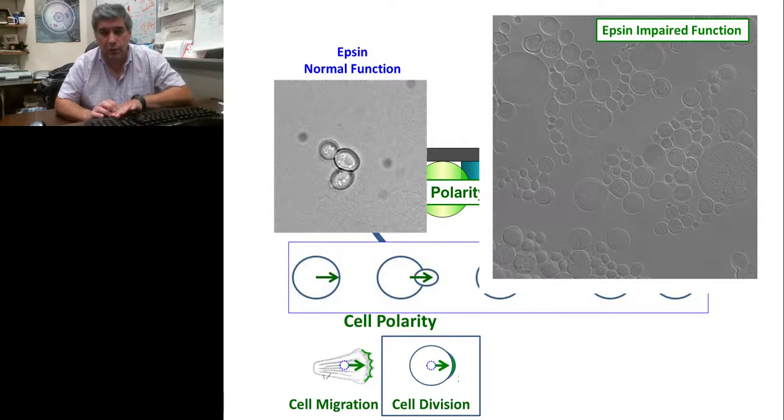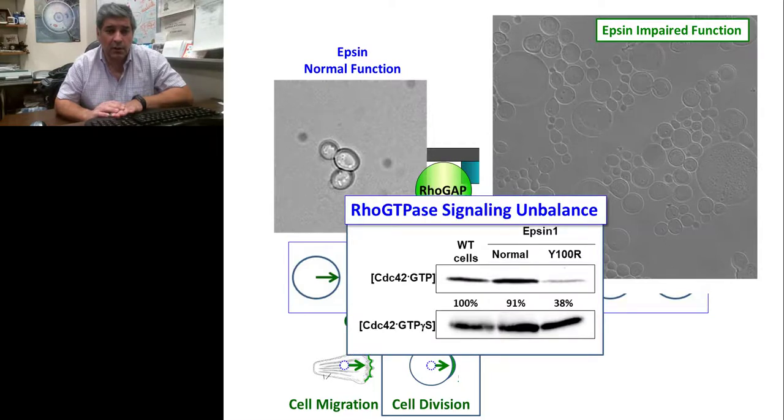Therefore, it leads to the creation of gigantic cells. And this we could determine that indeed was due to Rho GTPase signaling imbalance. What you're seeing here in this Western blot out of pulling down activated CDC42 is that in the presence of the point mutation in epsin that I referred to before, the activation of CDC42 that is bound to GTP has been decreased, and it's about 38% of what you find in normal cells.